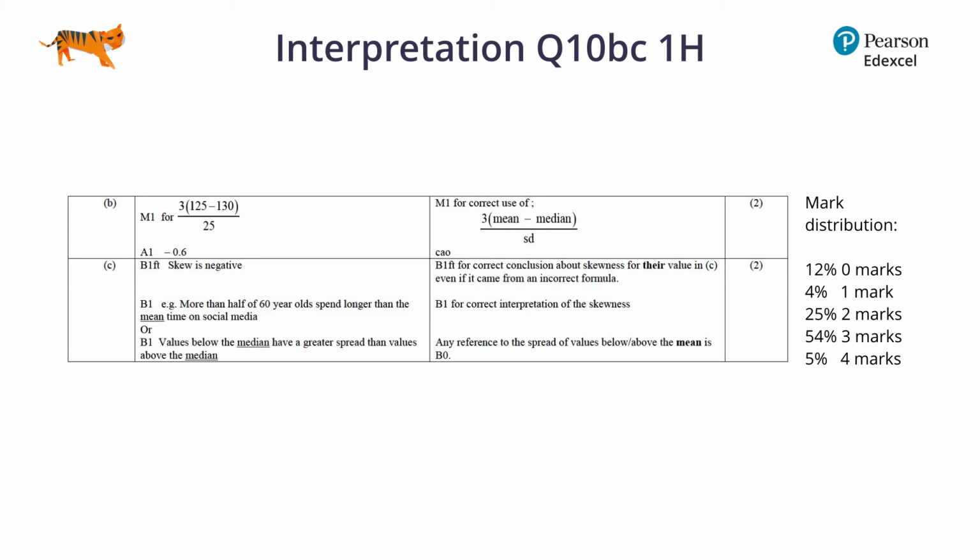So if they had an incorrect answer in Part B, they could still be awarded a mark for a correct interpretation in Part C. The majority of students could state that it was negative skew, but very few were able to interpret the skew in context of the question, and this is another topic that needs to be worked on.